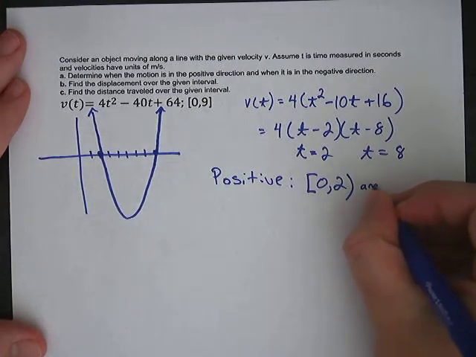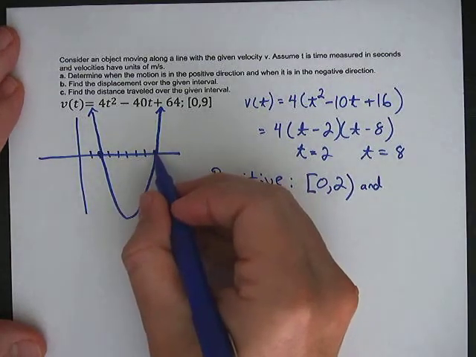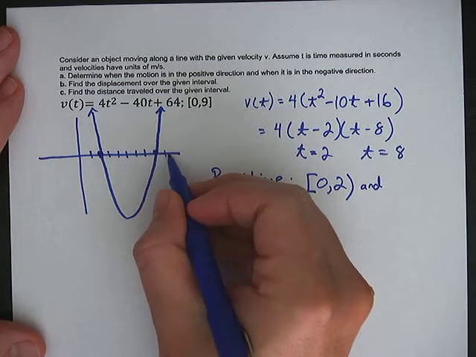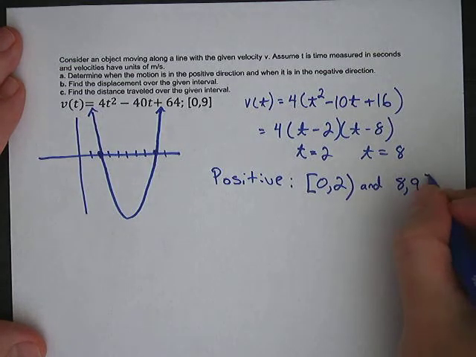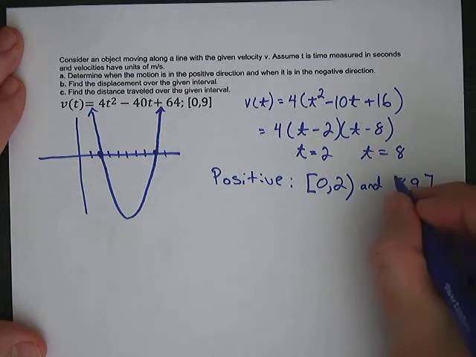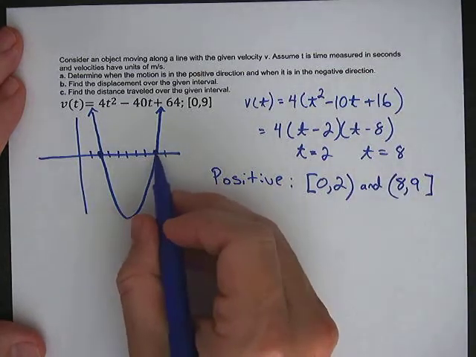And we've got another section over here. Now this is 8. 9 is where the interval ends, so it's also positive from 8 to 9. 9, we will include that endpoint. 8, we won't include for the same reason we didn't include the 2.